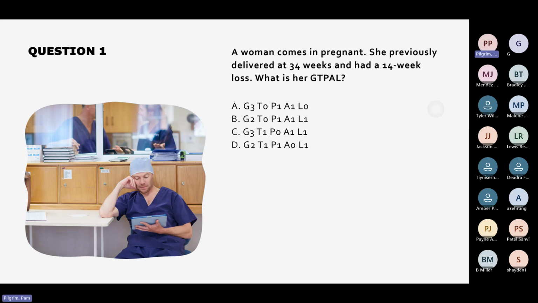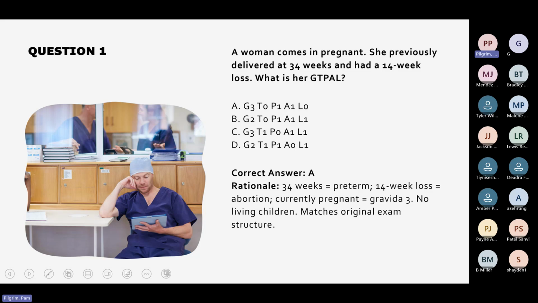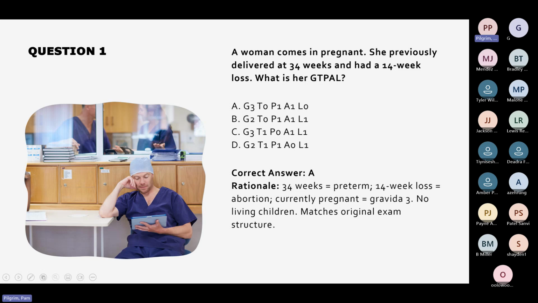So with that, the answer to this question is A. She's been pregnant 3 times, so that leaves it to A or C. She has not had any term deliveries. She has had 1 preterm delivery at 34 weeks, and then she had a 14-week loss. So that makes A the correct answer.